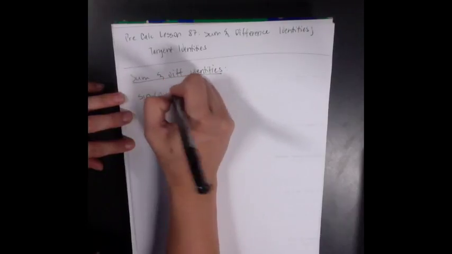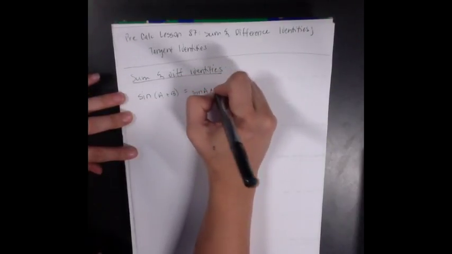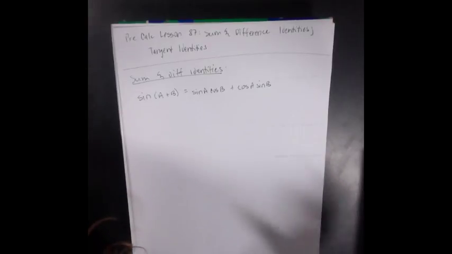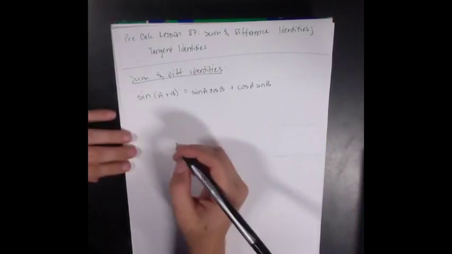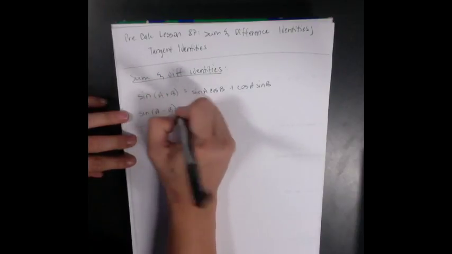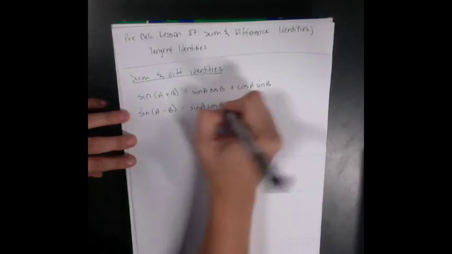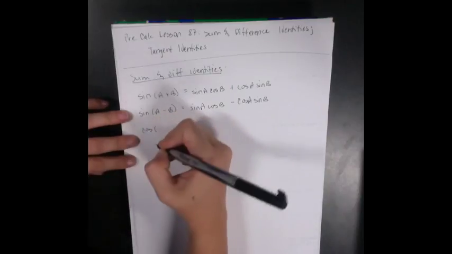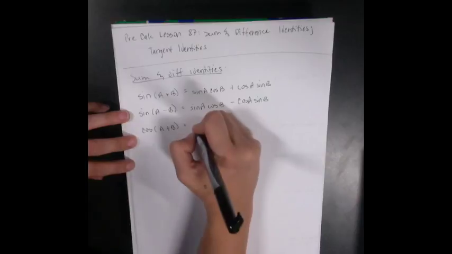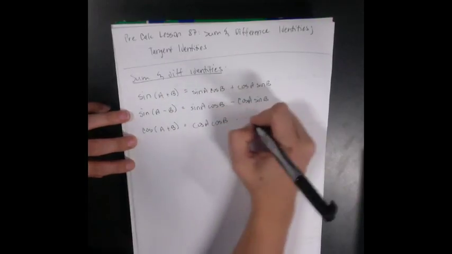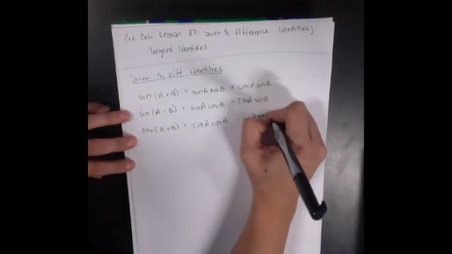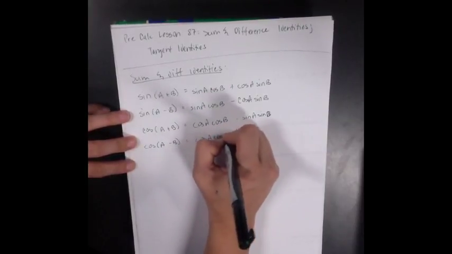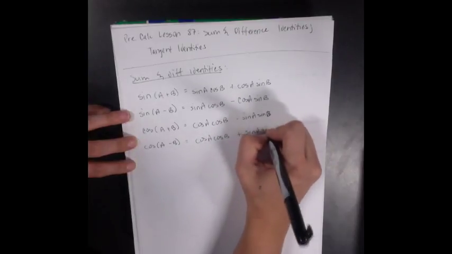We have the sine of A plus B. This is the sine of A cosine of B plus cosine of A sine of B. A and B being two different radians, or two different angles they give us. If we have the sine of A minus B, this is the sine of A cosine of B minus the cosine of A sine of B. The cosine of A plus B is the cosine of A cosine of B minus the sine of A sine of B, and the cosine of A minus B is the cosine of A cosine of B plus sine of A sine of B.